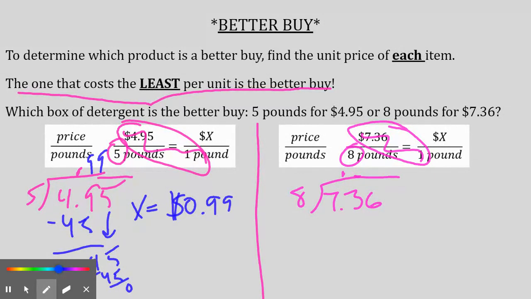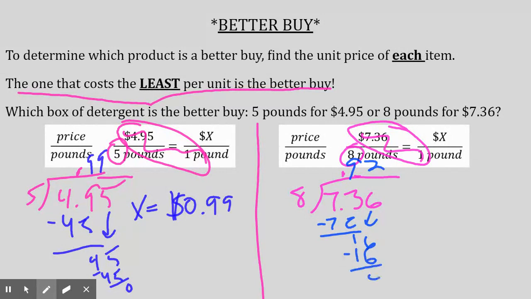Now I can divide. 8 can go into 73 9 times. 8 can go into 16 2 times. So we would say x equals 92 cents. All right, so now I got to look at the unit price for both of these. For the 5 pounds, it's 99 cents per pound. For the 8 pounds, it's 92 cents per pound. So what is less expensive, 99 cents or 92 cents? Hopefully you say 92 cents.